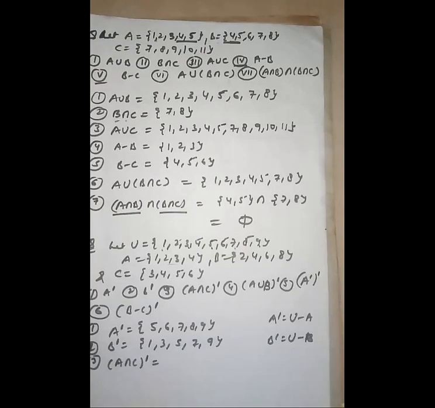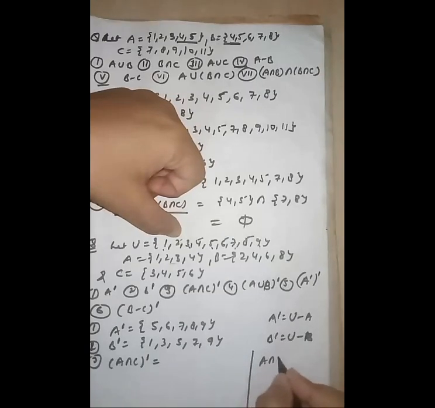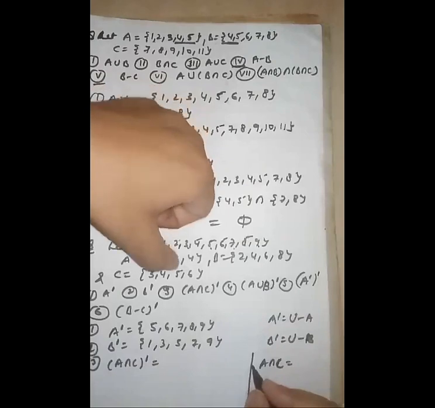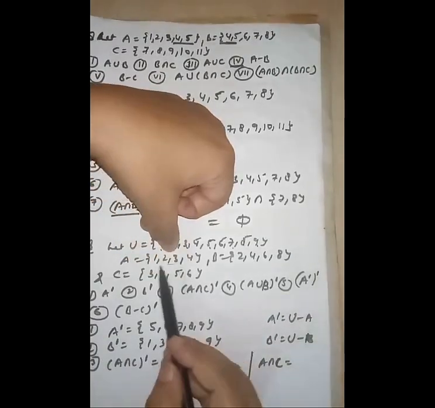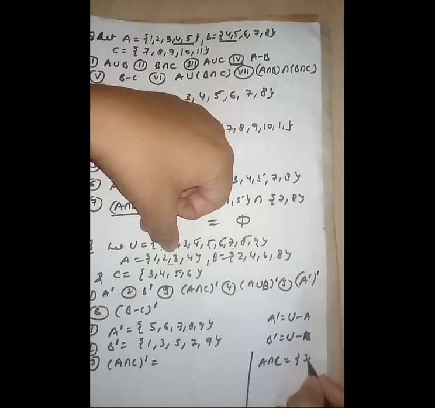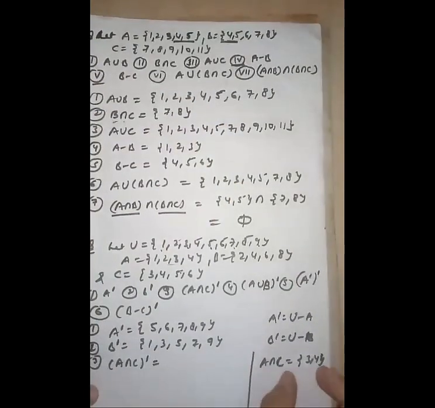A intersection C complement. So here, firstly you find A intersection C. So what will we get? Here you can find which elements are common: 3 and 4 are the common elements. So you can have 3 and 4.